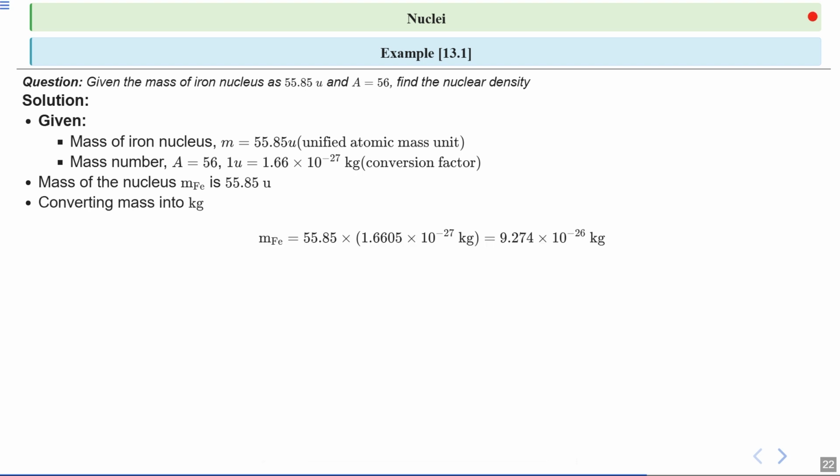Now let's convert the mass from atomic mass units to kilograms. We multiply 55.85 by 1.6605 times 10 to the power minus 27 kg, which gives us approximately 9.274 times 10 to the power minus 26 kg. Alternatively, we can estimate the mass by multiplying the mass number A, which is 56, by the mass of a single proton, about 1.67 times 10 to the power minus 27 kilograms. This gives us another way to check our calculation and understand how the total mass is built up from individual nucleons.